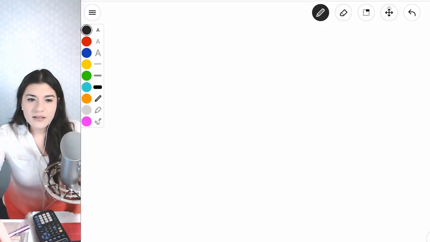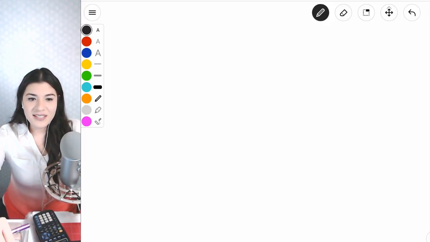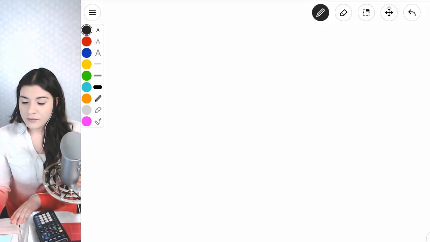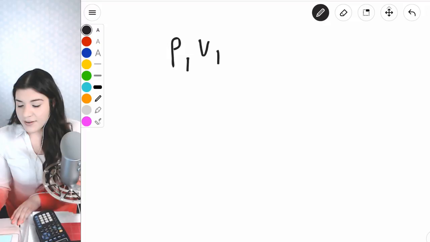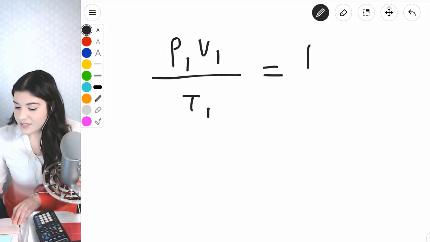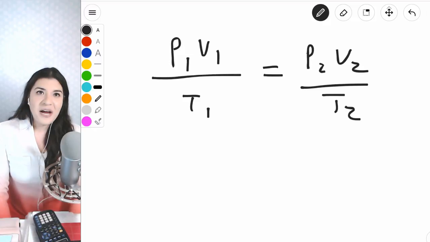All right, so with our combined gas law, we definitely need to know our formula, and I'll show you how to use it. Our formula for the combined gas law is P1 times V1 divided by T1 equals pretty much the same thing, except it's the second portion, P2 times V2 divided by T2. So that's our combined gas law formula. Now let's figure out how to use this.